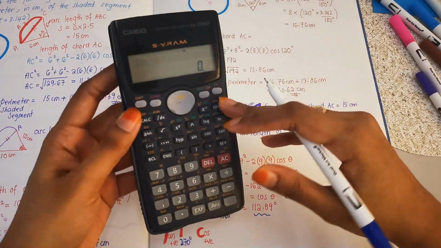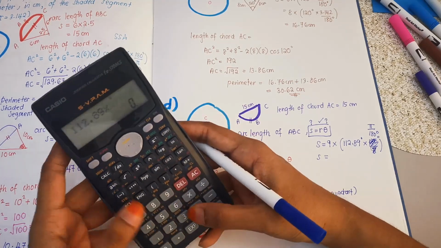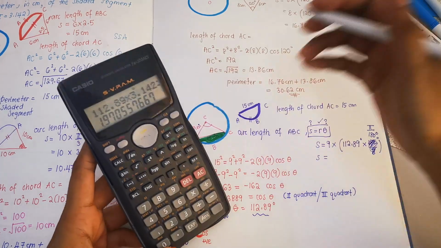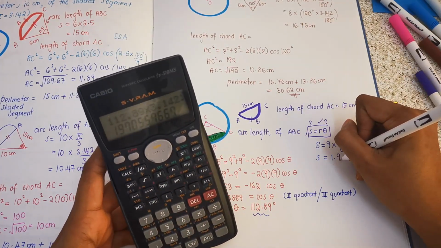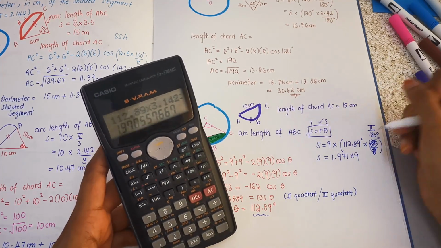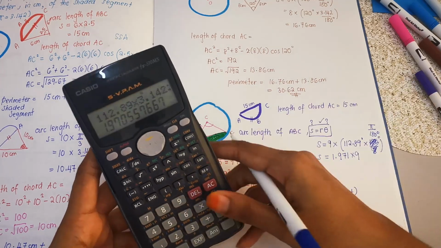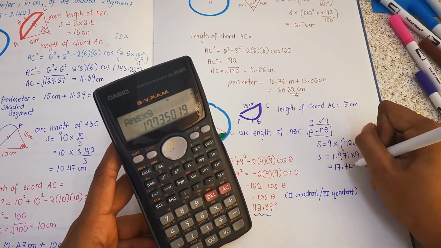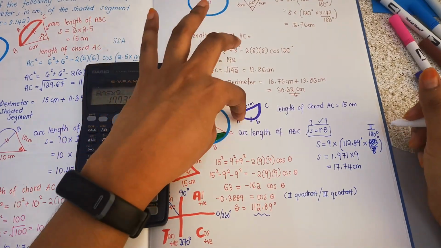So it's not the 6000. That's not the right answer. 112.89 times 3.142 over 180. So I'll get 1.971, which is just the radian. Then you times with 9, so we will get 17.74 cm. So the arc length is 17.74, this part.